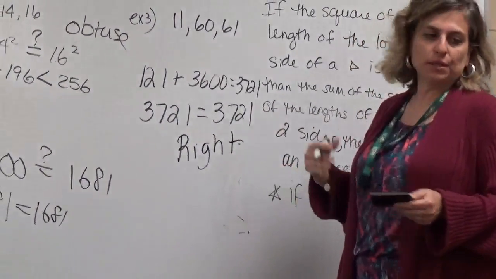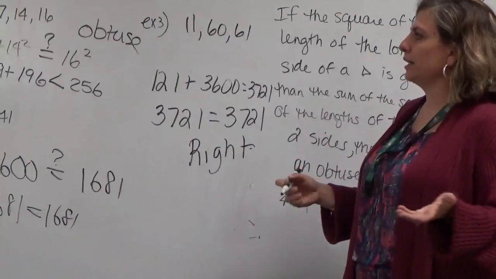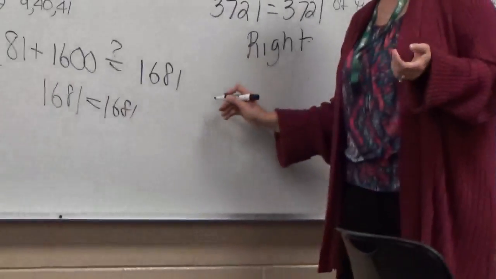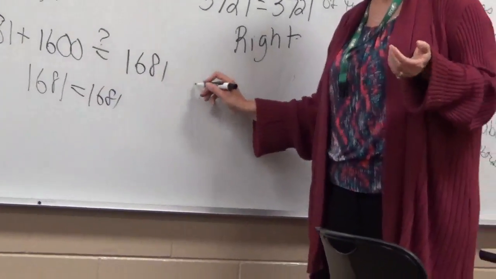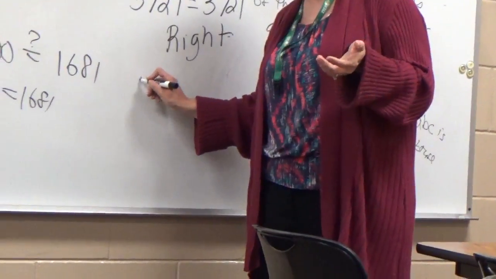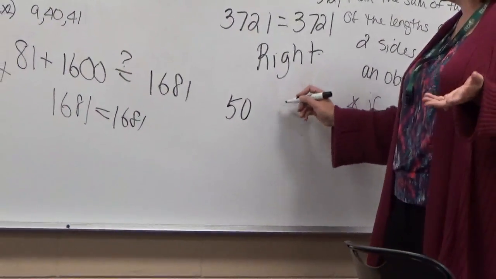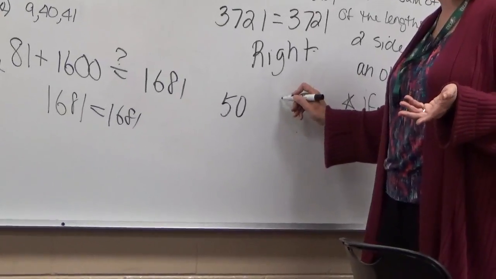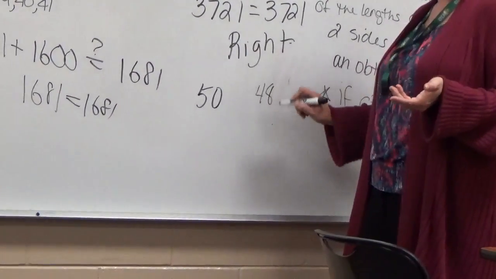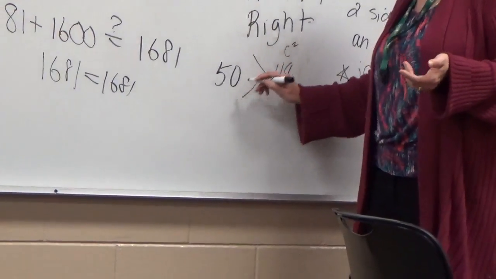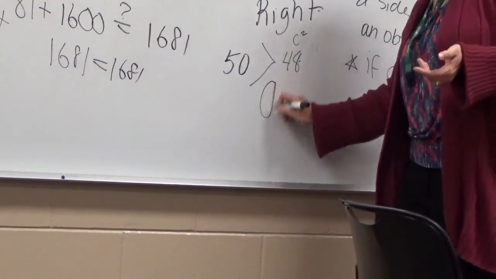Okay? Now if we did one more example, let's say I added a squared plus b squared and I got 50, and then I got c squared to be less, so we'll just say it was 48. In this case, a squared plus b squared is greater than c squared, and that would be acute.